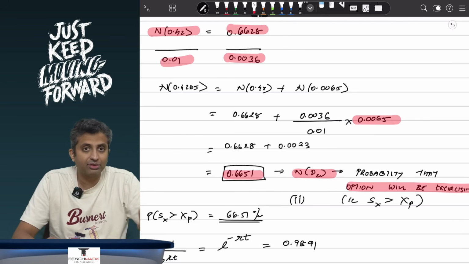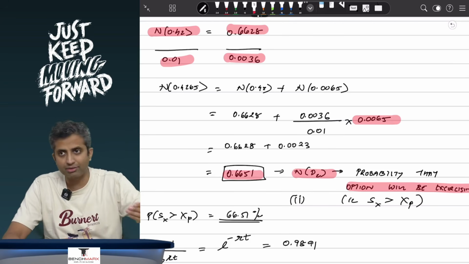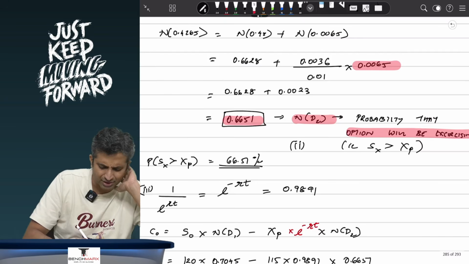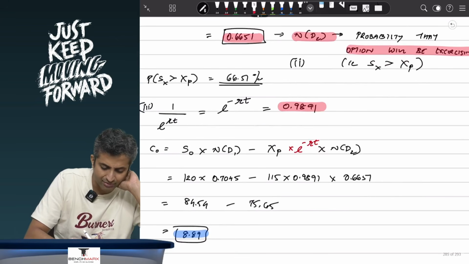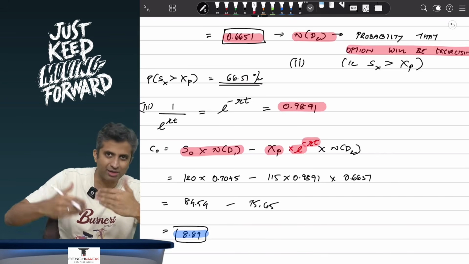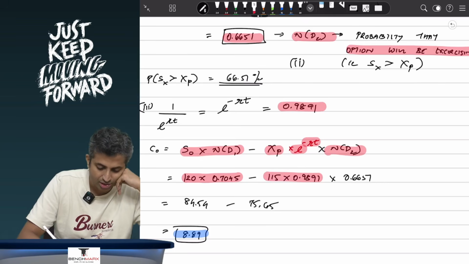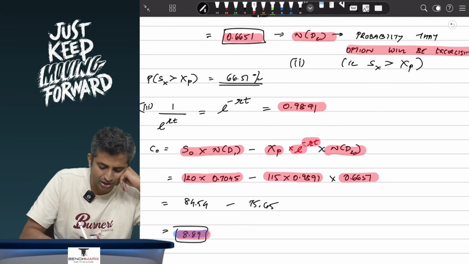And once you find these two values, you are going to apply the numbers directly in your option pricing. So you have e raised to minus RT, that is 0.9891. And for the call option, you'll have S0 into ND1, which you have done, minus XP into e raised to minus RT, or divided by e raised to RT, whatever it is, into ND2. And this is 120 into 0.7045, minus 115 into 0.9891, which is e raised to minus RT, into 0.6651, and you get 8.89.